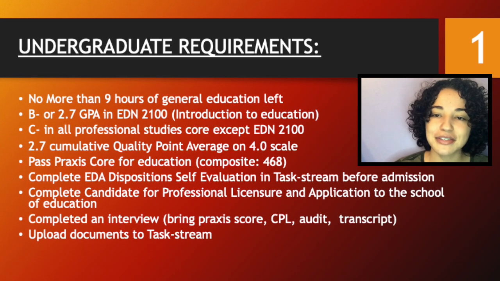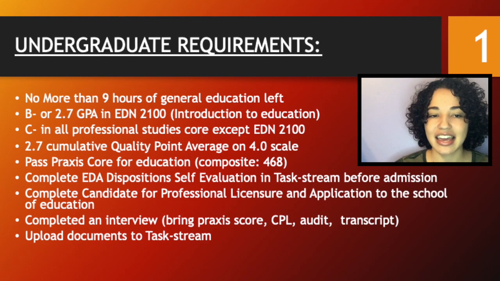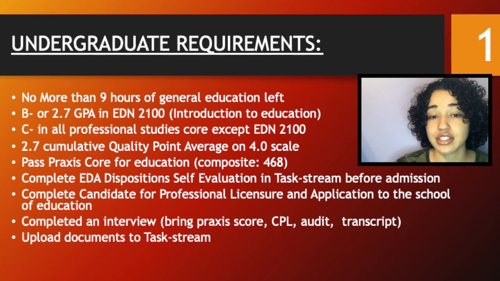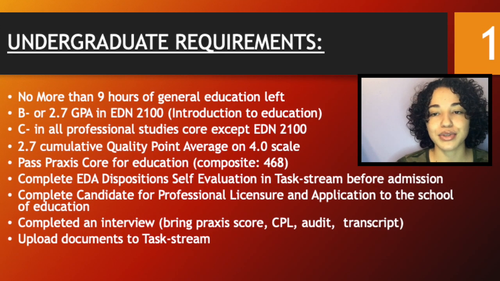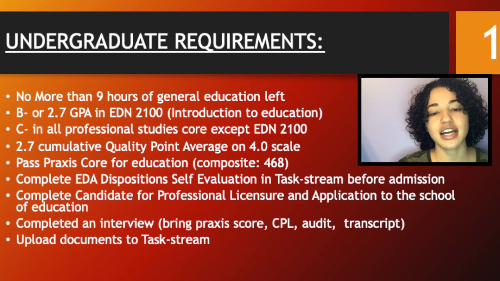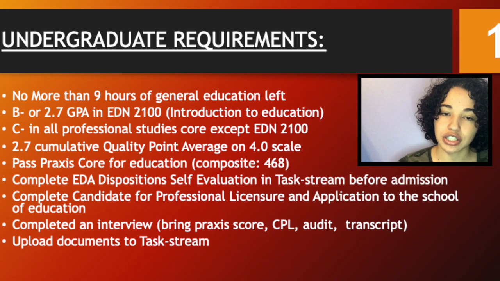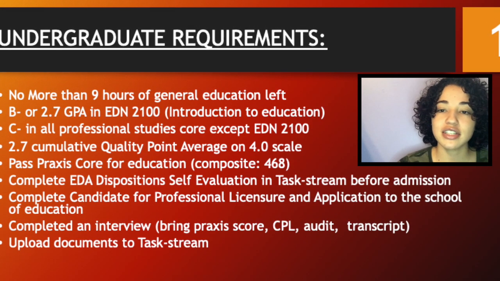You need to pass your Praxis with a composite score of 468. You need to complete EDN dispositions of a self-evaluation, which you normally do in EDN 2100. You also need to complete the Candidate for Professional Licensure application, which you give to the School of Education. You also need to complete an interview.